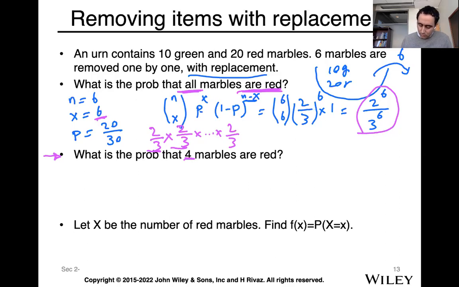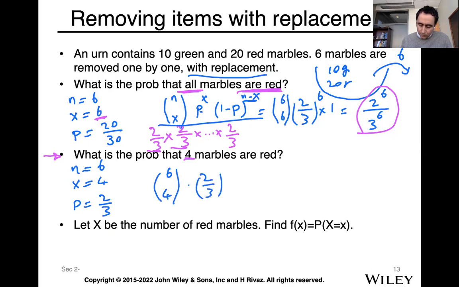So in the next one, n doesn't change, of course, n is still 6, but here I want 4 successes, right? So I want 4 marbles to be red, and the probability of success is still 2/3. So I'm not going to repeat the equation, I'm going to use the same equation. So the answer is going to be 6 choose 4, times 2/3 to the power x, which is 4, times 1/3 to the power 6 minus 4, which is 2.